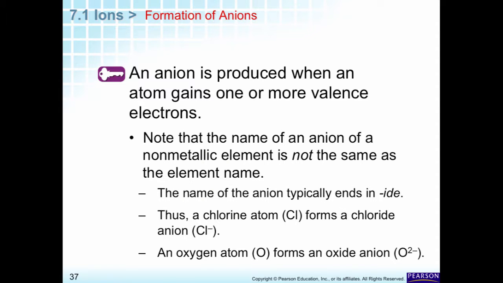Okay, now the only difference is the cations kept the same name. The anions changed their name and changed their ending, usually from -ine to -ide. So if we look down here, chlorine becomes chloride. So it's the Cl minus. Oxygen becomes oxide, because it's hard to say oxide. Oxygen becomes oxide.